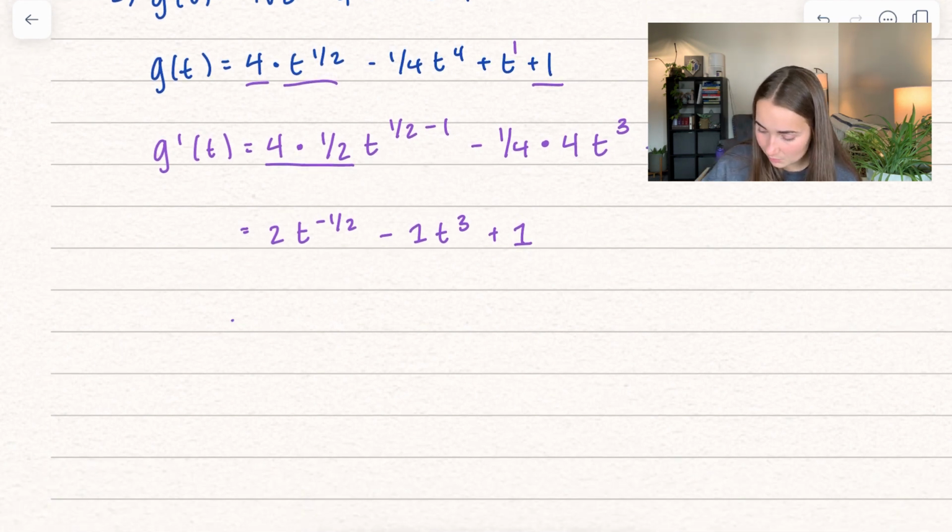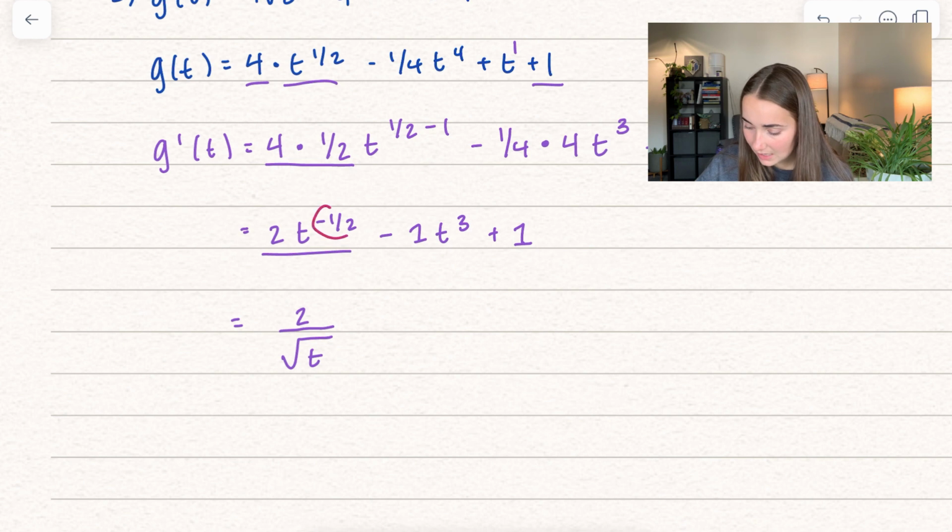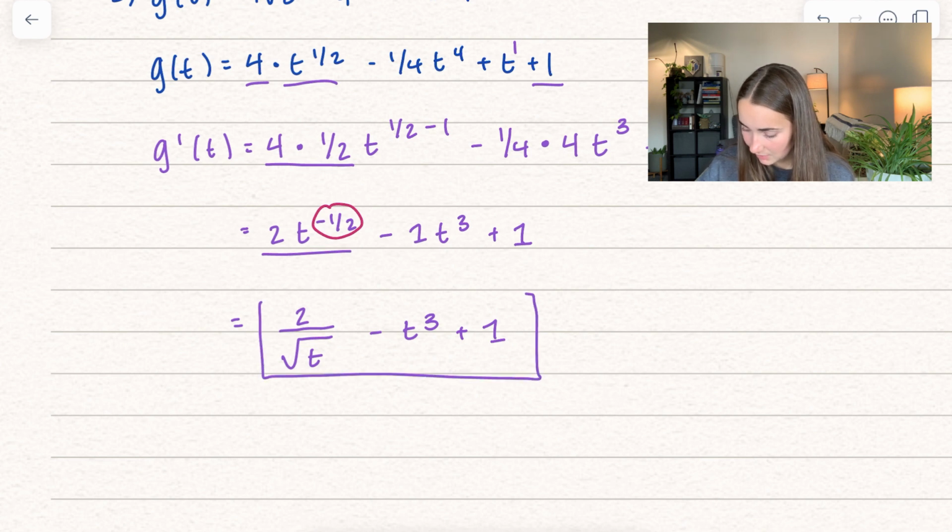We can simplify this one more time, actually, because this right here can be rewritten as 2 over the square root of t. Right here we have a negative exponent. When we have a negative exponent, we can bring it down to the other side, and then t to the 1/2 can be rewritten as the square root of t. So I get t over the square root of t minus t to the power of 3 plus 1. And this whole thing is my derivative.